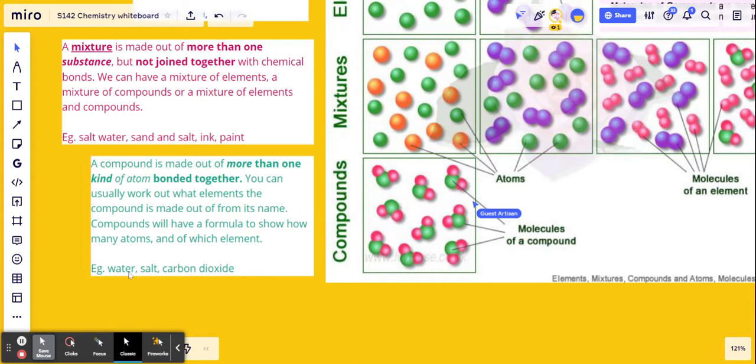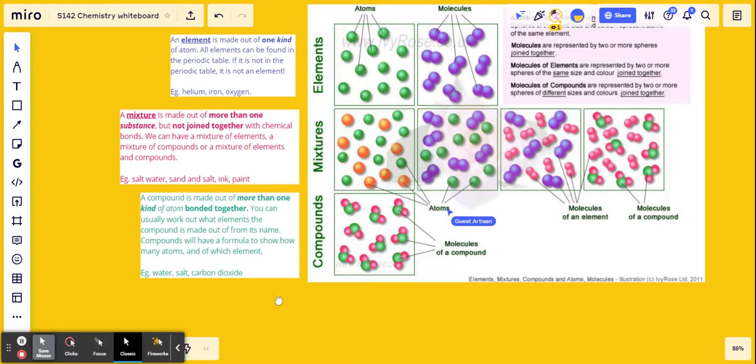Here are some examples. Two go against my rule. Water doesn't. You can't tell what's in it from the name, but it's H2O, hydrogen and oxygen. Salt, the most common salt that we know of, is sodium chloride. And now you can tell what's in it: it's sodium and chlorine. And with carbon dioxide you can tell as well. So the point is they're more than one kind, and they're bonded together.